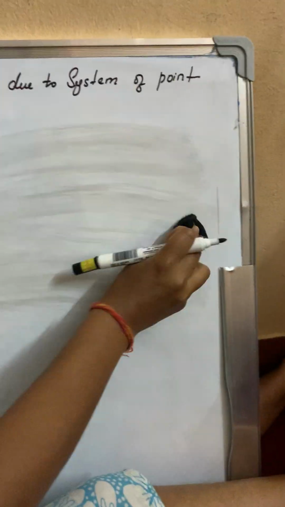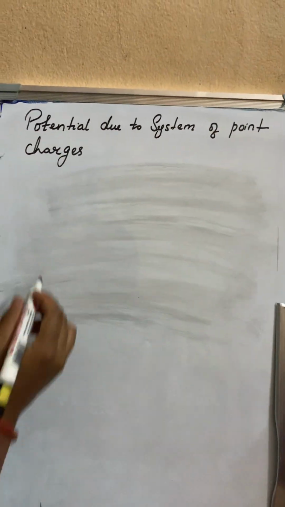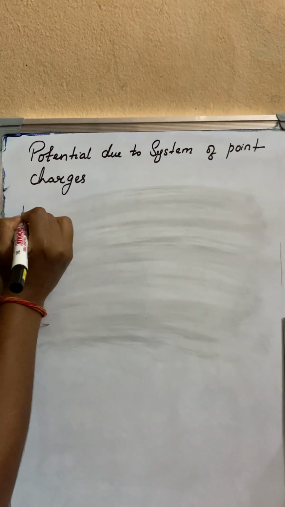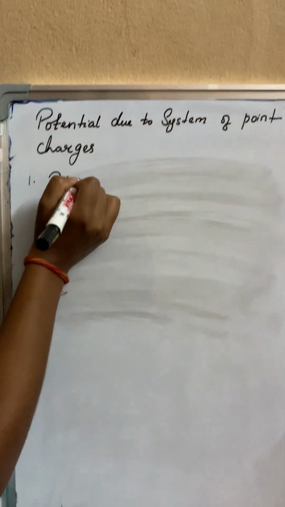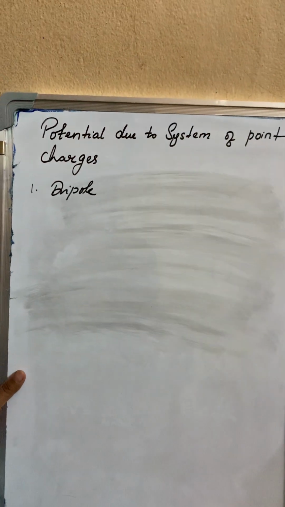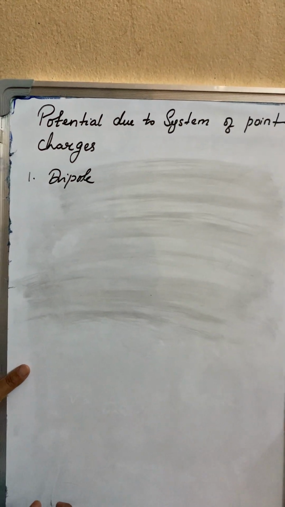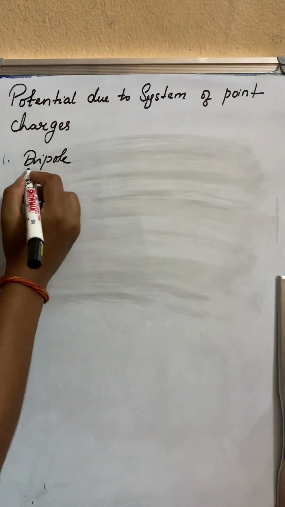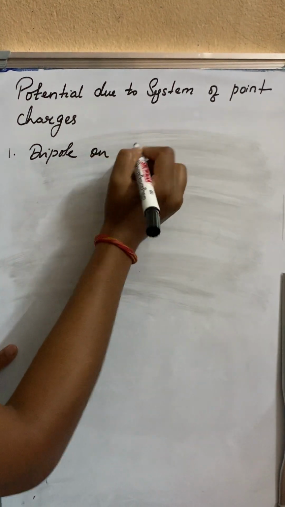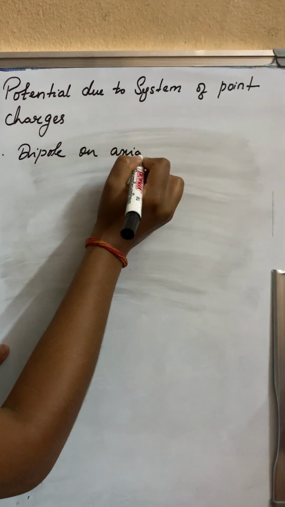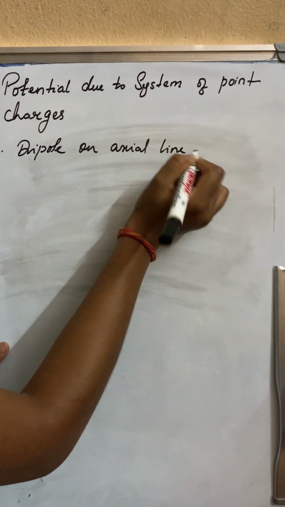No, it's not working. All right, now let's take a case of a dipole. Dipole is very common, right? Because we are dealing with polarization and charge induction. So dipole is a very important topic. Dipole on axial line. On axial line, what we are finding is the potential.